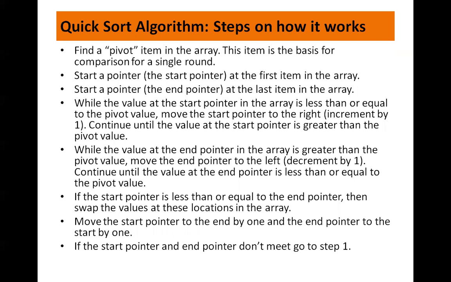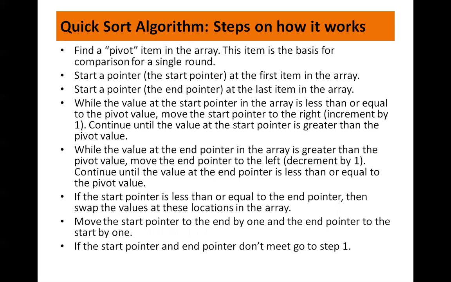The very first thing you need to do is find a pivot item in the array, and this item is the basis for comparison for a single round, that is, for a single iteration. Now start a pointer. Here we'll have a start pointer at the first item in the array. Then start another pointer, that is the end pointer, pointing at the last item of the array. So you'll have two pointers, the start pointer pointing to the first item and the end pointer pointing to the last item in the array.